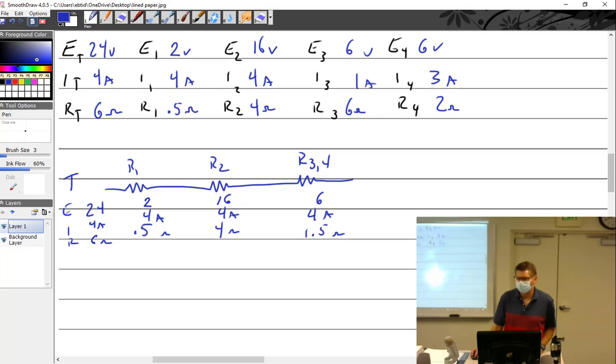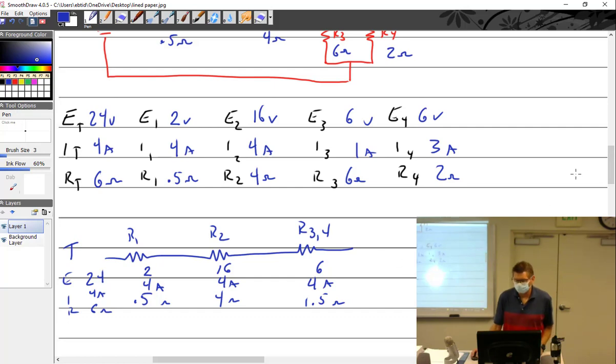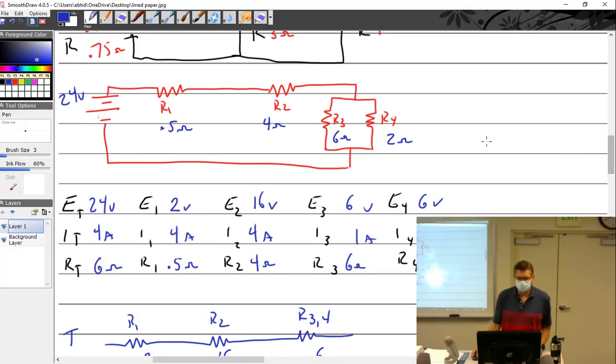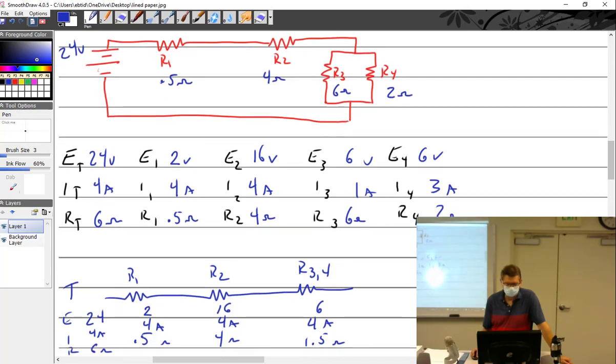Yes. Can you show how to get the total resistance? Sure. Okay. So I have this circuit right here, right? This is what we're doing. I have to redraw it in either a completely parallel or a completely series circuit. So I redrew it right here. R1, R2, R3, 4. All right? With me so far?